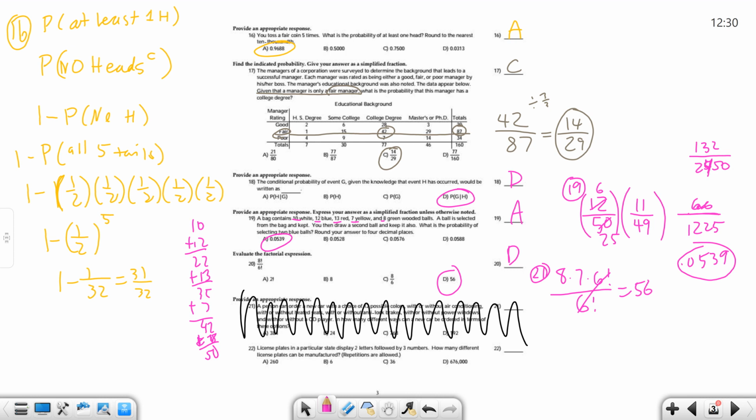And then don't skip over this last one on this page. License plates. I love these kind of counting problems. License plates in a particular state display 2 letters followed by 3 numbers. How many different license plates can they manufacture? And repetition is allowed, so you could have AA or CC or QQ for your letters, or you could have 333 for your numbers, or 343, or 337. Repetition is allowed here.